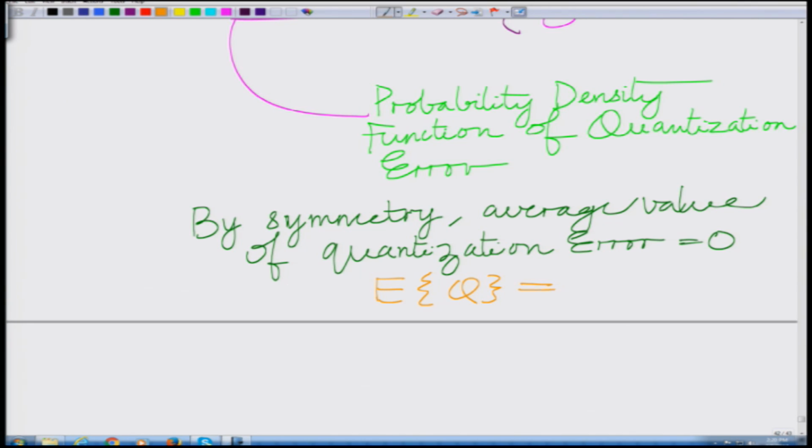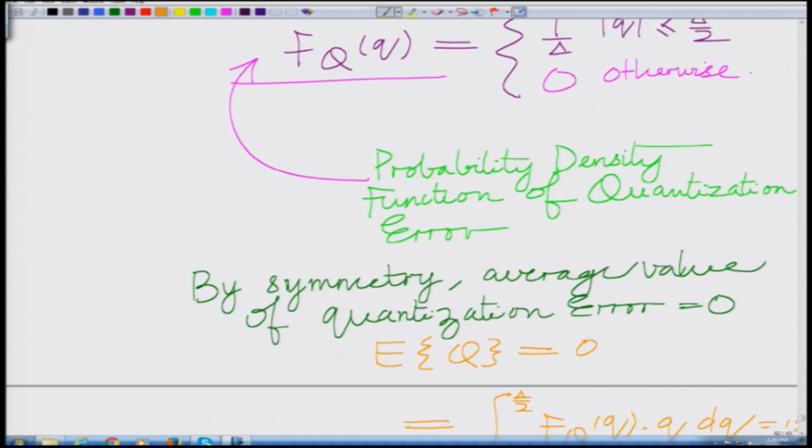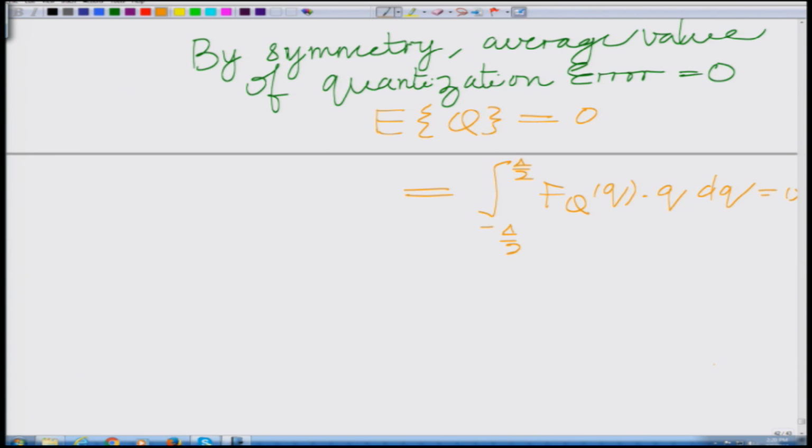that is 0, which is also defined as, you can check this, the integral from minus delta by 2 to delta by 2 of f of q times q dq, which is equal to 0, because this integral is symmetric. So this is basically the mean, this is your expected value of the quantization error q.